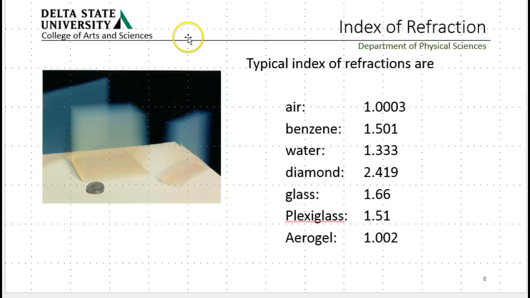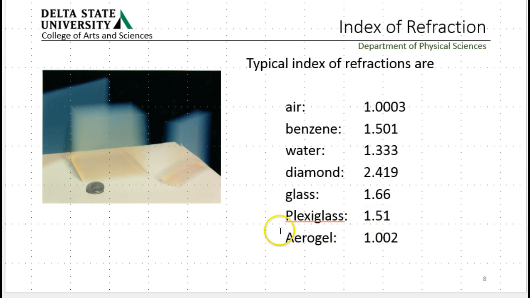What are some typical indices of refraction? Well, air is 1.0003. Now, vacuum is absolutely just 1, although space typically is not absolutely 1, simply because of cosmic dust, although it's very close to 1. Benzene 1.5, water 1.333, diamond 2.419, glass 1.6, right? And then there's an interesting one.